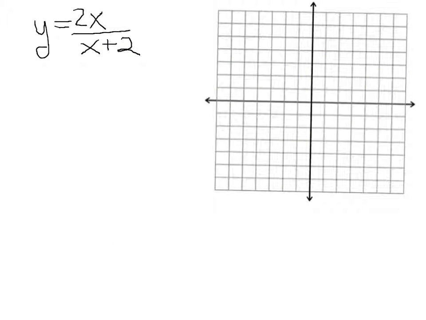Okay, last rational function of the day. Let's look at 2x over x plus 2. We're going to first look at the bottom of the function. It's got a vertical asymptote at negative 2. Then we're going to look at the powers. These are both x to the first power. So I go for the fraction of the coefficients. So the horizontal asymptote is at positive 2.